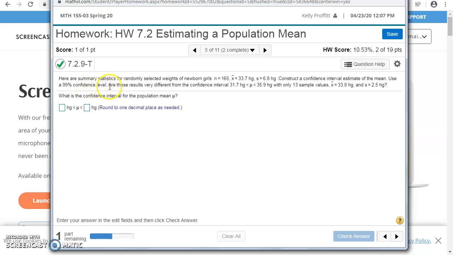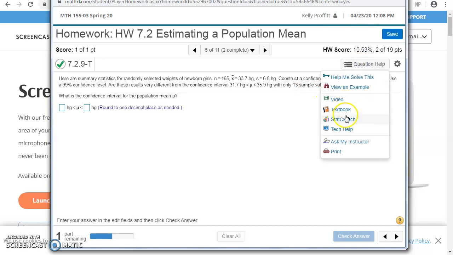Okay, once you do that, then it's going to ask you, are these results very different from the confidence interval given here? So let's first find the confidence interval for the given information. Now, if you would like to do this by hand and use the formulas, you certainly are welcome to, and you can refer back to the 7.2 example video that I posted on Canvas. But if you would rather, you can just do this problem with StatCrunch. So probably most of you would rather do that. So let's go to StatCrunch.